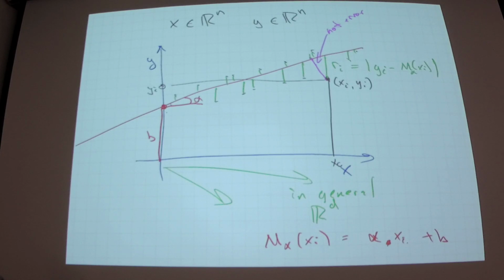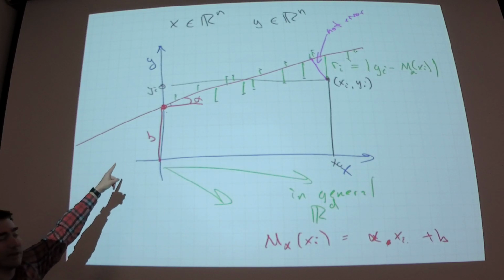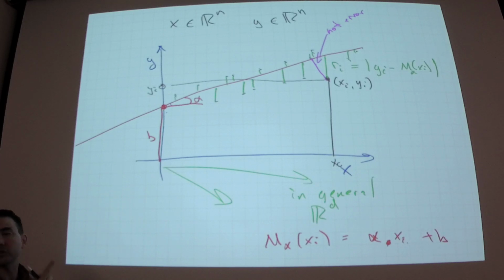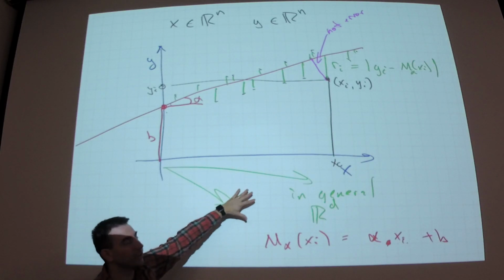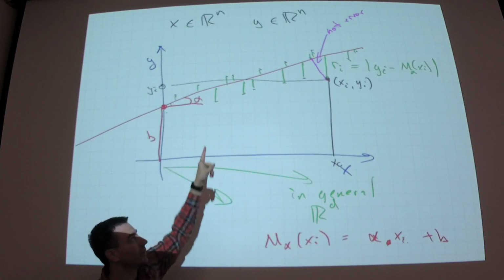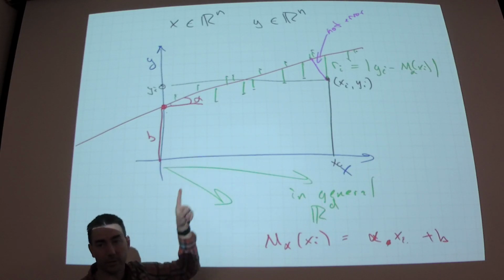And this is kind of important. I care about predicting this y value, so my error is only how much error I get in this one y direction. If I have more dimensions down here, I'm still only measuring error in this one y direction.